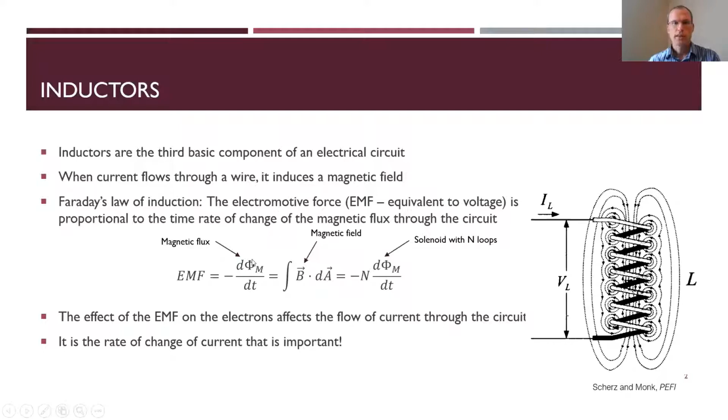So it's this rate of change in magnetic flux, which, as I said, the magnetic field depends on the current. So as the current changes, the magnetic field is going to change, and it's that change that's the important thing. So anytime the current changes, that's when inductors do stuff. If the current is the same, it's been the same for a really long time, inductors don't really do anything.